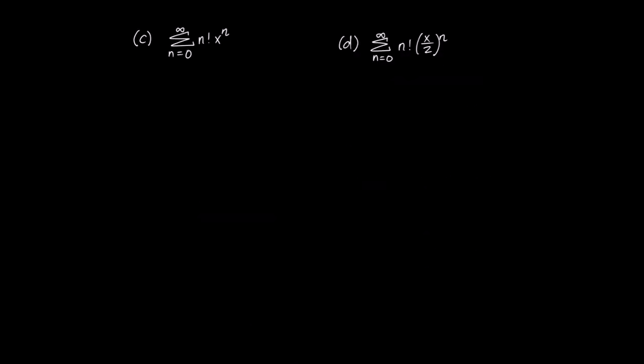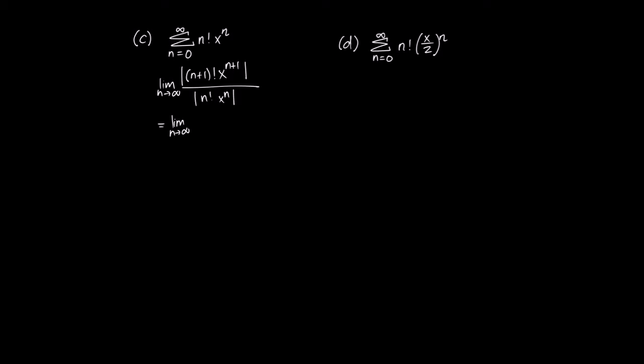Here are 2 more examples. Part C. First, we have the series whose terms are represented by n factorial times x to the n power. So like before, we're going to replace n with n plus 1 and put absolute value around that. And then we will replace n with n, which is just to say a sub n.